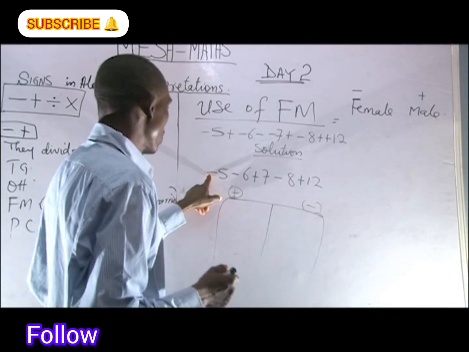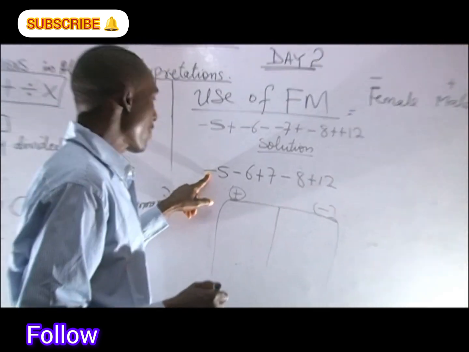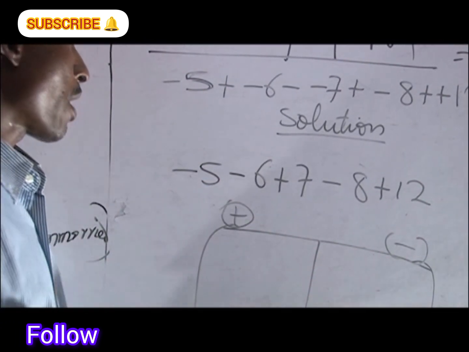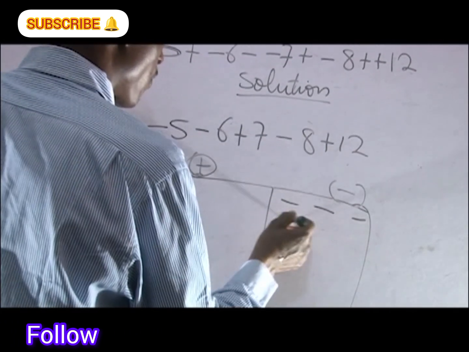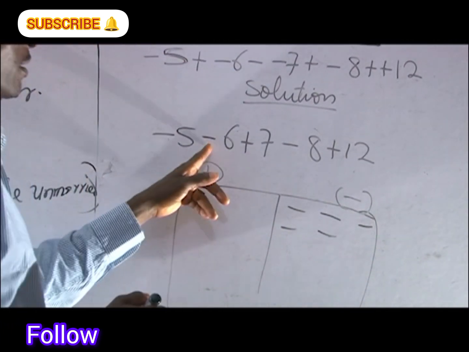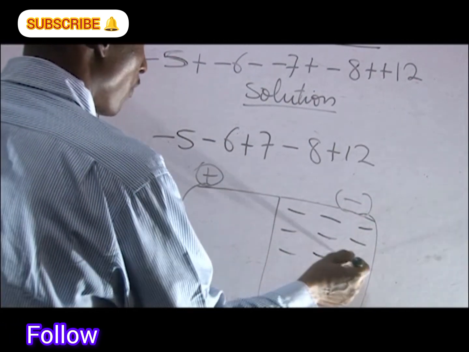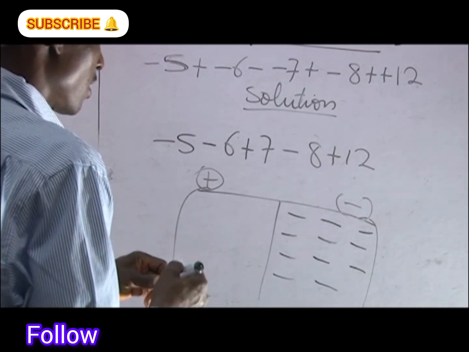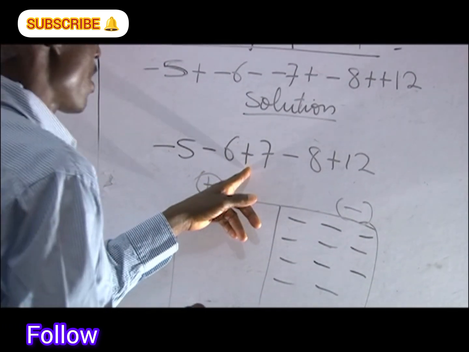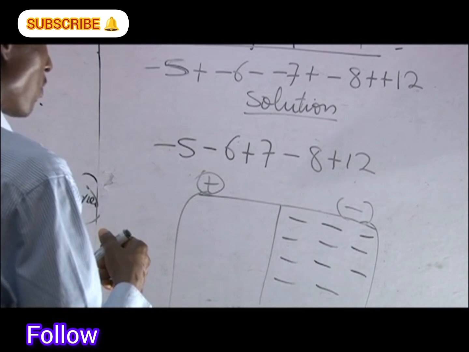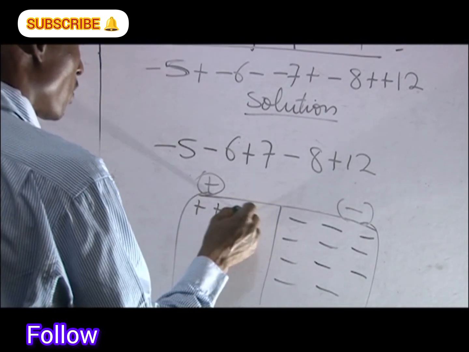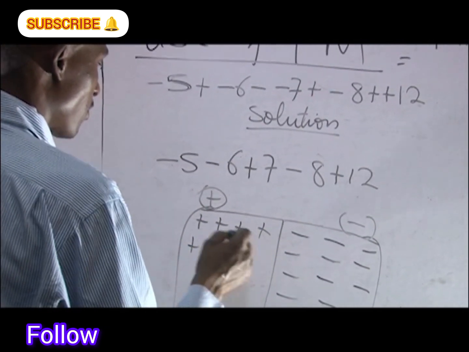So the first one we see here, we're having female. How many? There are 5. Get to the female house. 1, 2, 3, 4, 5. Then the next one, female. How many? There are 6. 1, 2, 3, 4, 5, 6. Okay. The next one, male. How many? 7. Get to their room. 1, 2, 3, 4, 5, 6, 7.